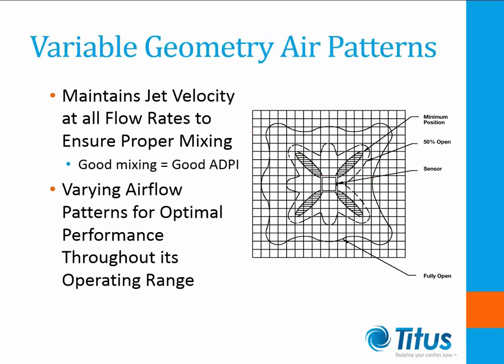Another behavior of a variable geometry diffuser is that it changes the throw pattern as the geometry changes. When the diffuser is fully open, air is distributed in a nice radial pattern. At 50% opening, the pattern is still mostly radial. At the minimum opening, the discharge is a cross-flow pattern that still delivers good mixing in the space because of the increased discharge velocity.